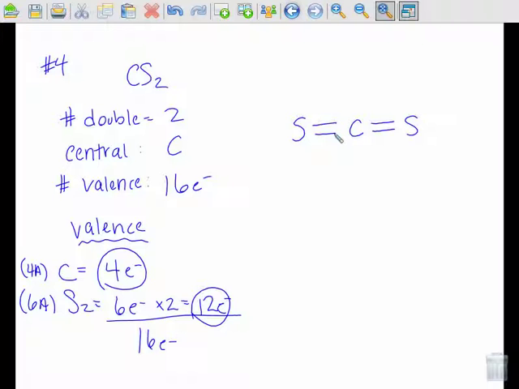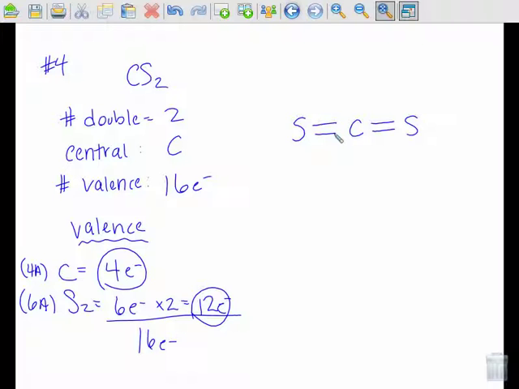The way I know it's a double bond is right in the problem on number 4 if you read it. It says number of single bonds 0, number of double bonds 2. So I have 1, 2 double bonds. So I have 1 carbon, 2 sulfur. I have my carbon in the middle. I'm showing 2 double bonds. The only last thing I have to check is 16 total electrons.